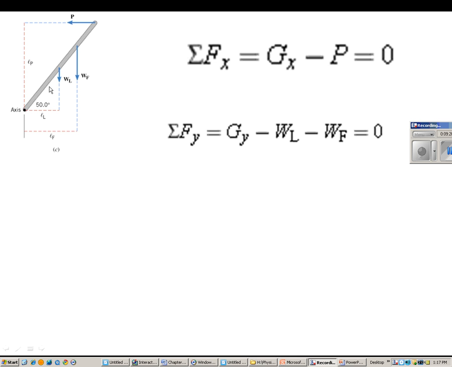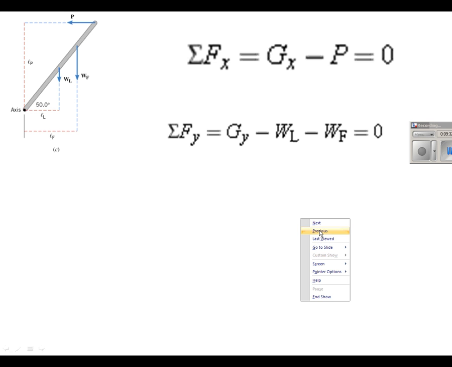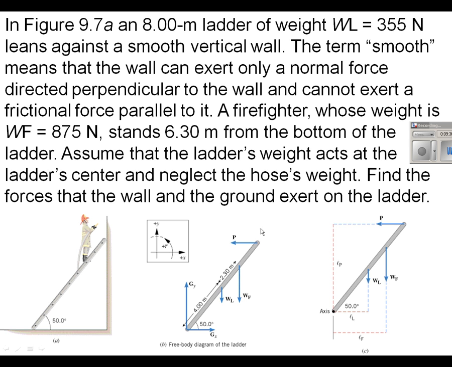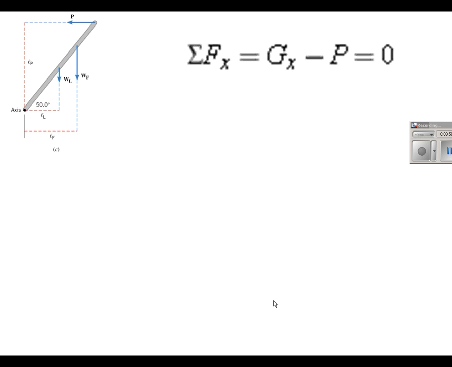And these equations actually go better with the picture before on the previous page. If you look at the picture on the previous page, you'll see that Gx and P are equal and opposite, and that Gy up has to be equal and opposite to WL and WF down. So that's what we have right here.